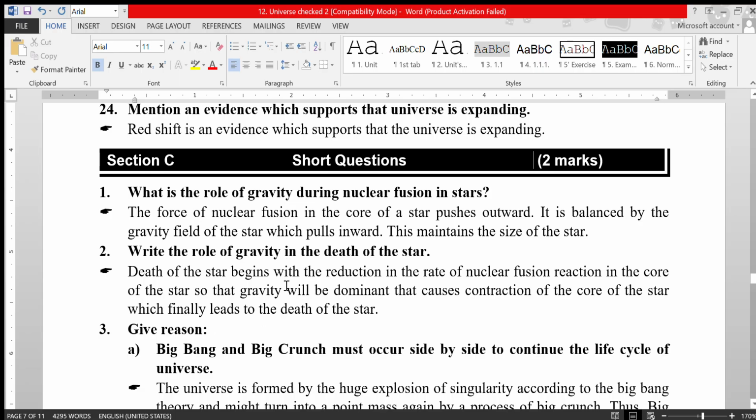Write the role of gravity in the death of the star. The death of the star begins with the reduction in the rate of nuclear fusion reaction in the core of the star, so the gravity will be dominant. That causes contraction of the core of the star, which finally leads to death of the star.